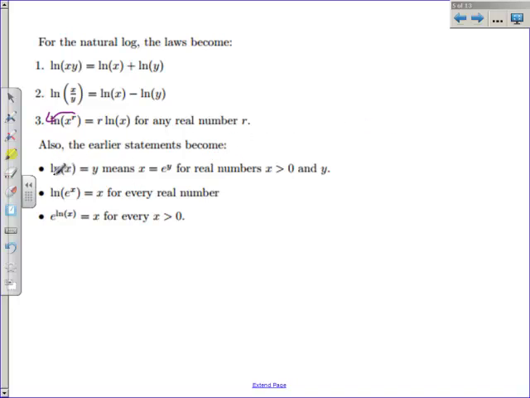Again, we know that natural log has a base of e, and so to convert a natural log statement to an exponential, we use the base e. And of course, the exponential e to the x and the natural log are basically inverse functions, and so they'll cancel and give you x. And then e to the natural log of x also cancels and gives you x.